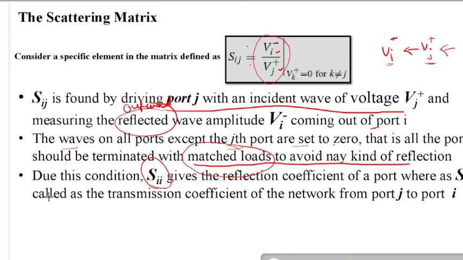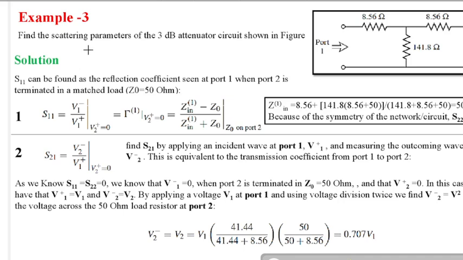Due to this, S11, S22, S33 and so on, all these are called the reflection coefficients, and Sij is called the transmission coefficient. Why is it called the transmission coefficient? Because it says how much voltage or how much signal is transmitted from the jth port to the ith port. So that is all about your S matrix. Now let us see one problem, how you can find the S matrix and reflection coefficient.